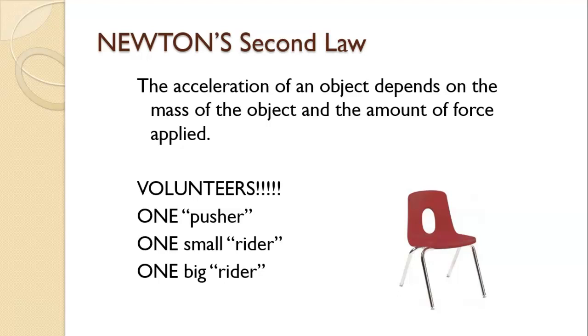Okay, so the small rider should have gone for their ride at this point. Now let's change and have the larger rider have a seat in the chair and pusher. Once again, you are going to go ahead and try to push the chair 4 or 5 feet across the floor. Go ahead and pause the video while you do that.